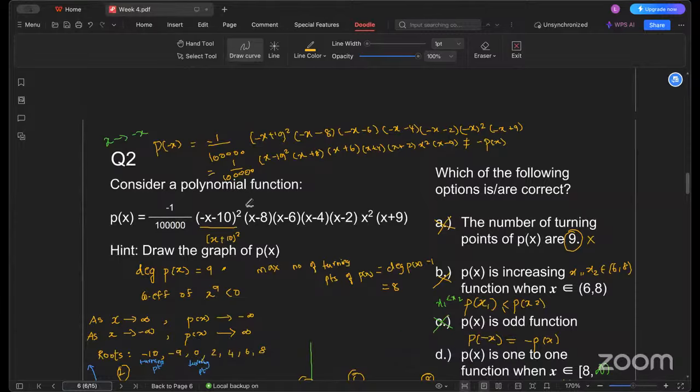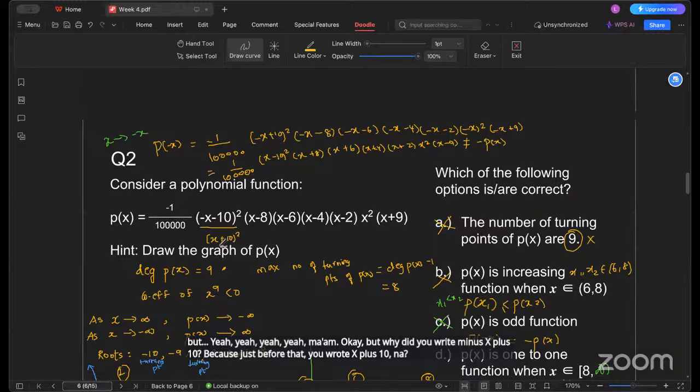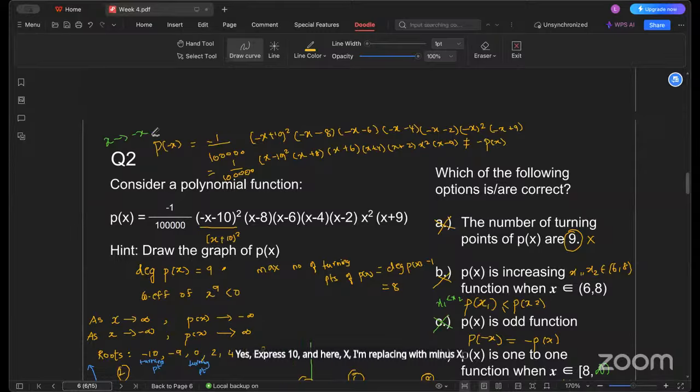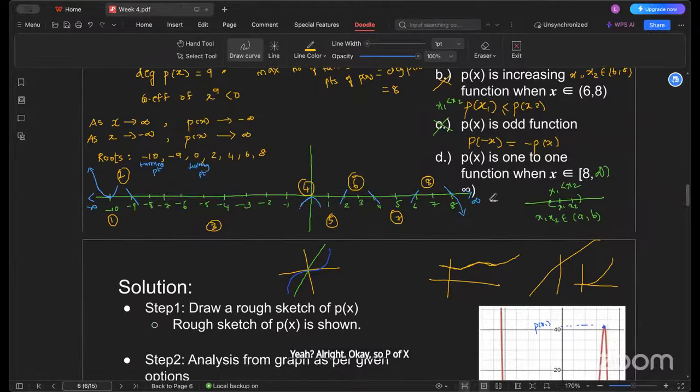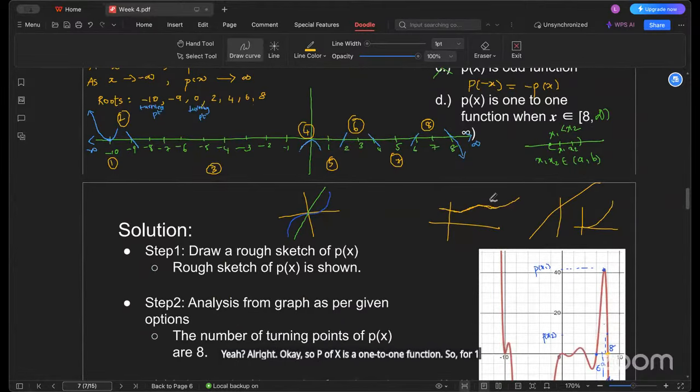See, I have already replaced minus x minus 10 with x plus 10 whole square, right? Ma'am, either you consider this or that, it does not make a difference. Okay. But why did you write minus x plus 10? Because just before that you wrote x plus 10. Yes, x plus 10, and here I'm replacing x with minus x. Okay, got it, ma'am. All right, so P(x) is a one-to-one function. So for one-to-one, what is the test you have?